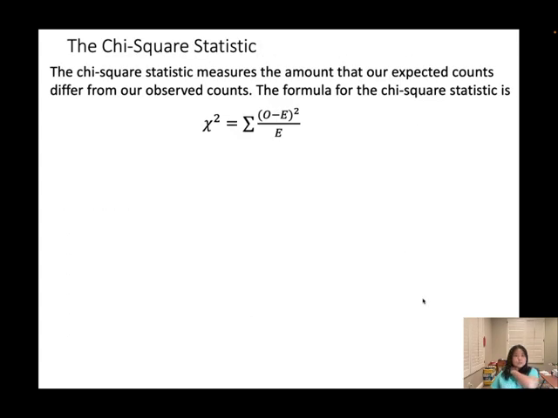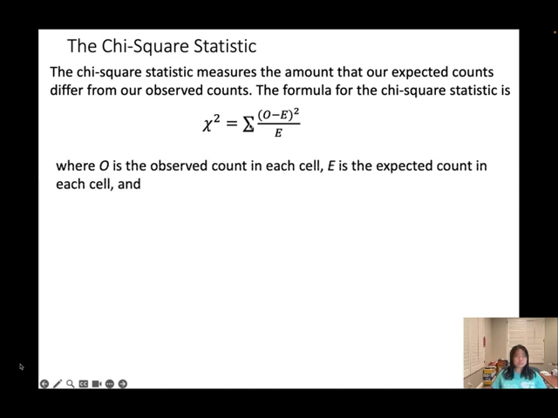The chi-square statistic measures the amount that our expected counts differ from our observed counts. This is the formula for the chi-square statistic, how you find the statistic. We'll be using the chi-square distribution. The O represents the observed value, E represents the expected value, and this is the summation notation. You're gonna add it all up. Let's try an example to find the chi-square statistic.